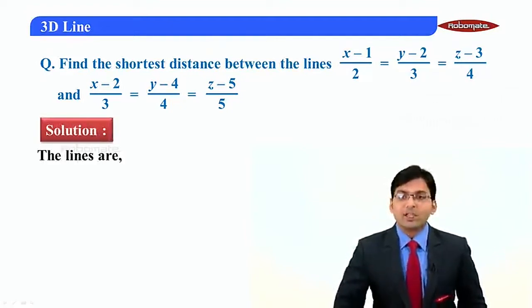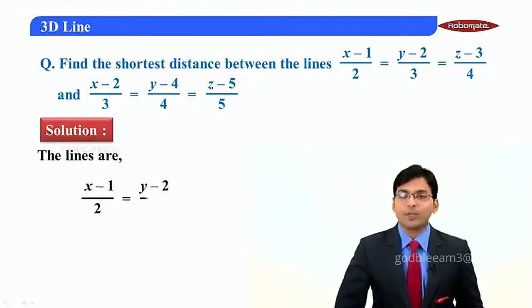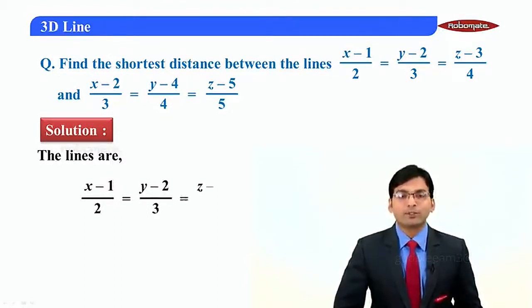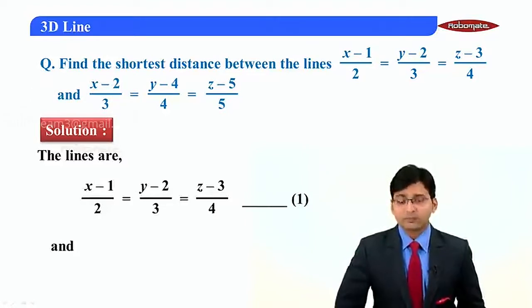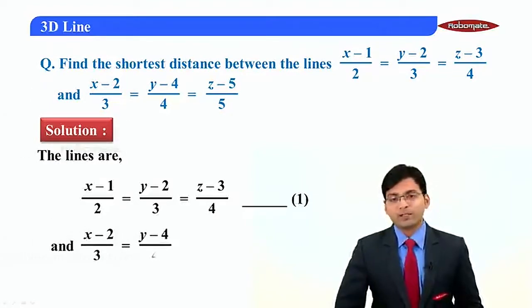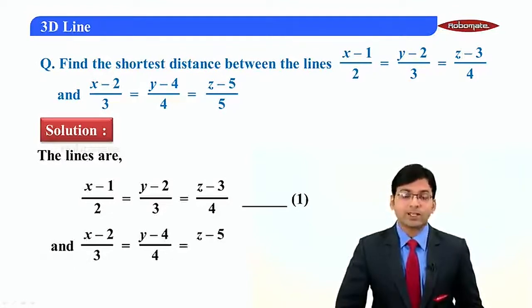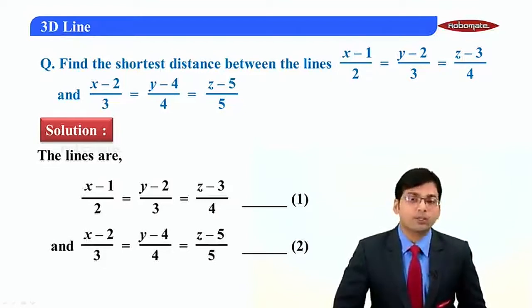Let us start. In the solution, we copy the given lines: (x minus 1) upon 2 equals (y minus 2) upon 3 equals (z minus 3) upon 4. Right students? Now let us call this equation 1. And the second line is (x minus 2) upon 3 equals (y minus 4) upon 4 equals (z minus 5) upon 5. Let us call this equation 2.